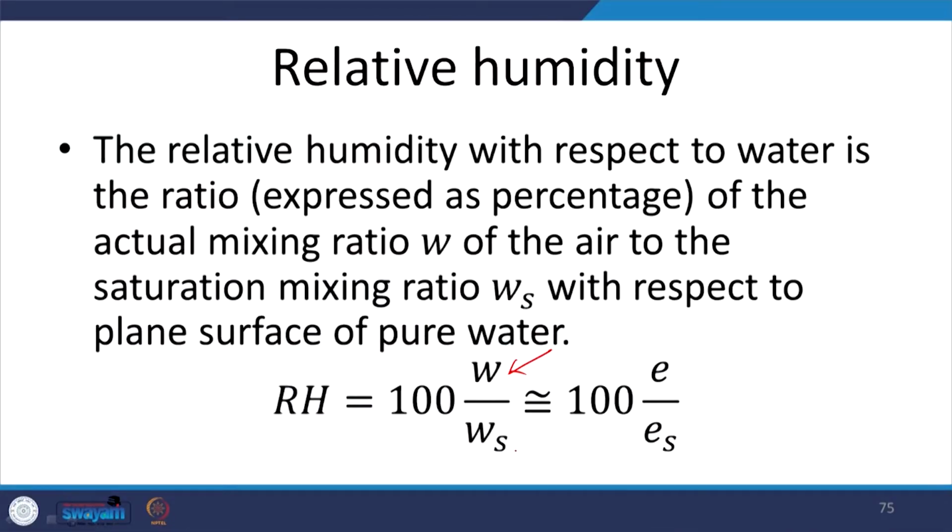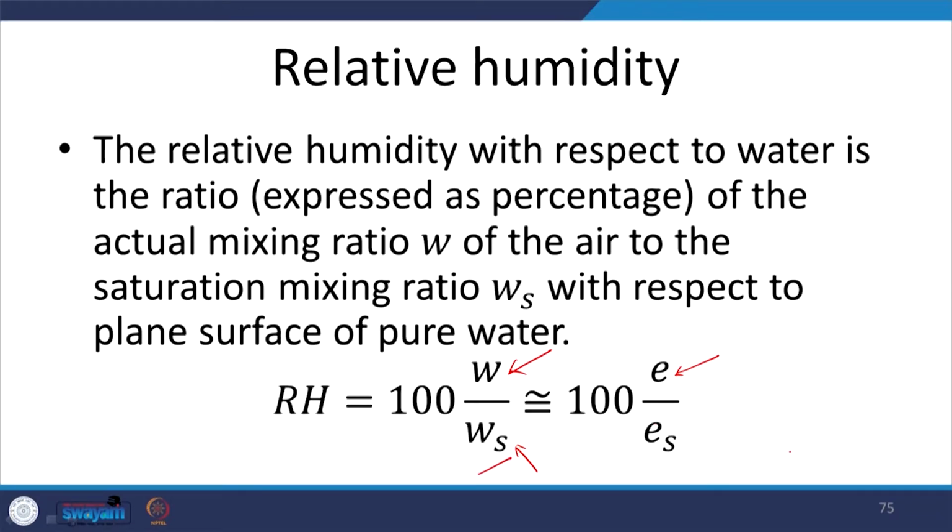So W is the mixing ratio that we have seen, right, and Ws is the saturation mixing ratio, and you write it in terms of vapor pressure. You expand W as the amount of water vapor to the amount of dry air. So you will get the same expression for the relative humidity in terms of the existing vapor pressure and the vapor pressure at saturation. So always remember, relative humidity is always expressed as a percentage: what is existing to what should be existing for saturation.